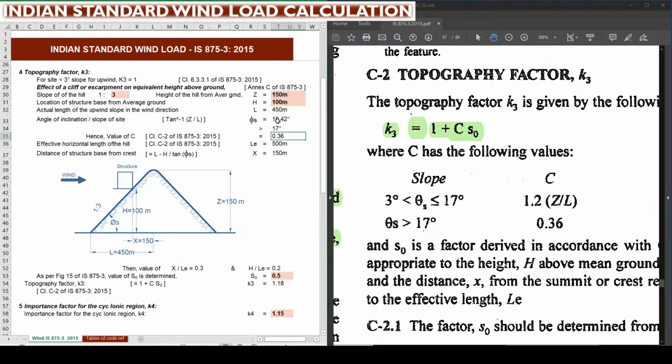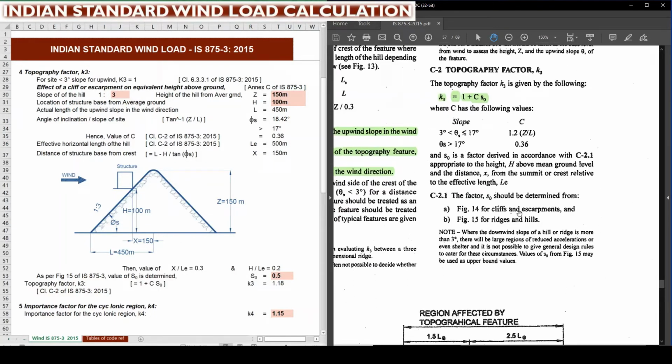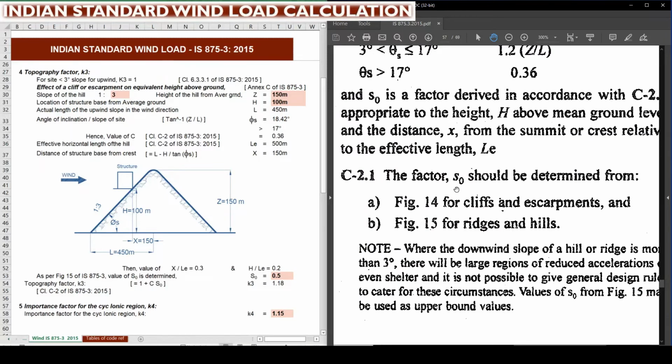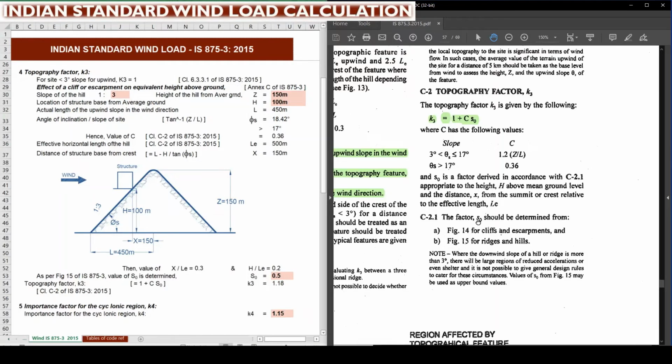So we can consider 0.36 here. Or else, if it were 16 degree, we would have to multiply 1.2 with Z divided by L to get the C value. Similarly, we need to find the other value called S0. The definition is given here: the factor S0 should be determined from figure 4 and figure 14 for cliffs and escarpments and for ridges and hills respectively.